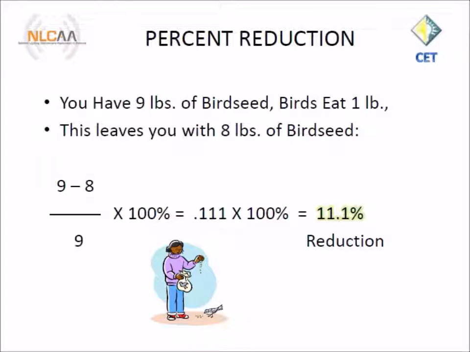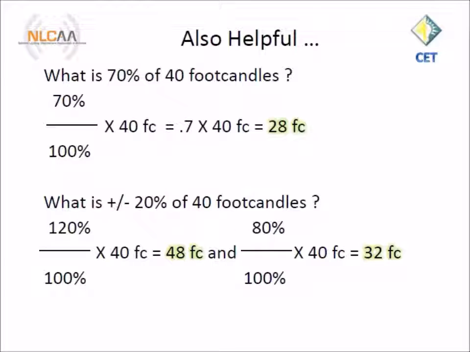Good luck. There are some other helpful formulas in the book, but these are a couple that might pertain to acceptance testing. For instance, if I want to know what 70% of something is, I divide 70% by 100%, I get 0.7, and I multiply it by the amount that I want to know what is 70% of. In this case, 70% of 40 foot candles is 28.